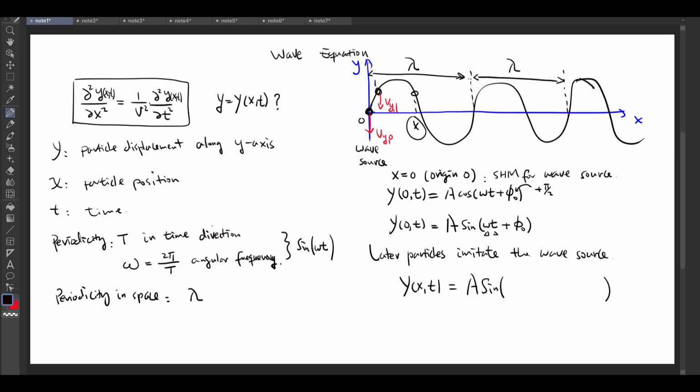So we expect something like omega t, or maybe another quantity defined with respect to lambda, and then we call that, actually let me define that first. So the periodicity in space is lambda, so we define this quantity called k. It's given by 2 pi over lambda, and this quantity is called wave number.